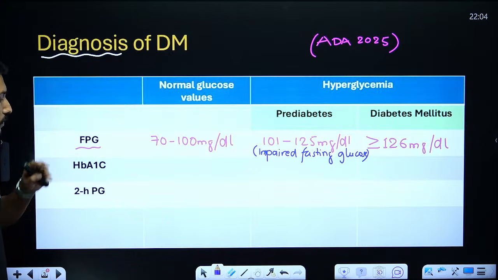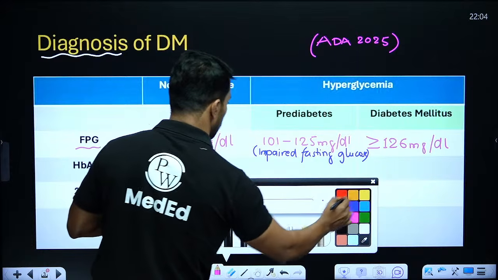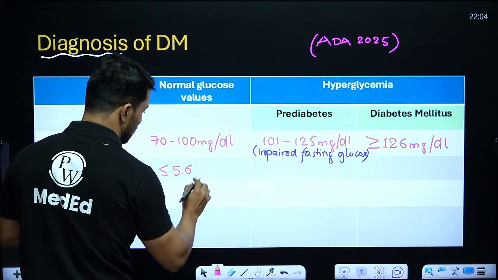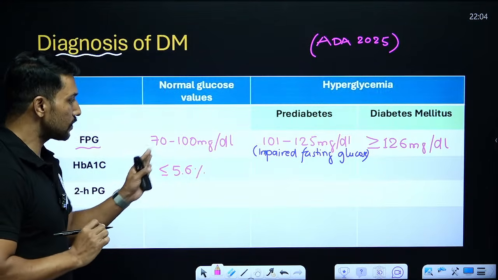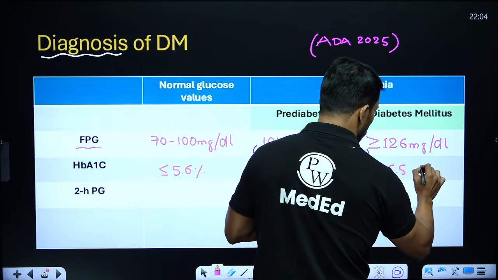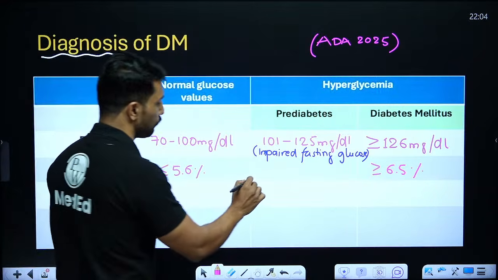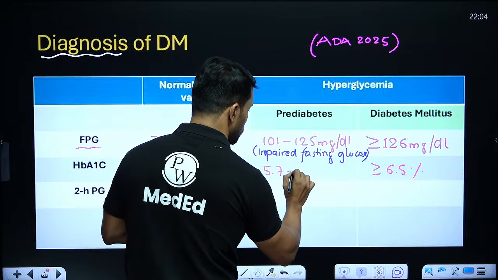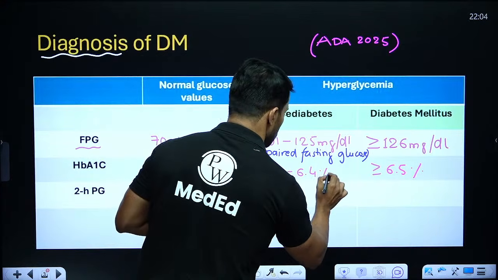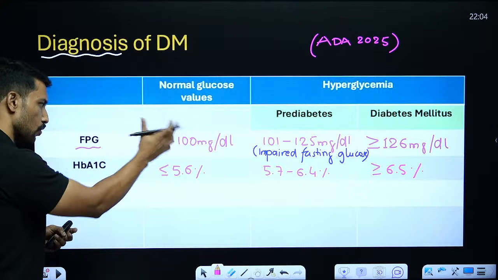If I'm using HbA1c as a criterion, what is a normal HbA1c? The normal HbA1c is supposed to be less than or equal to 5.6%. But if this is more than or equal to 6.5%, the person can be called as having diabetes. And the values in between, that is 5.7 to 6.4, will also be considered as pre-diabetes. Okay. Third one, let us say there was an individual whose fasting plasma glucose is in the normal range.